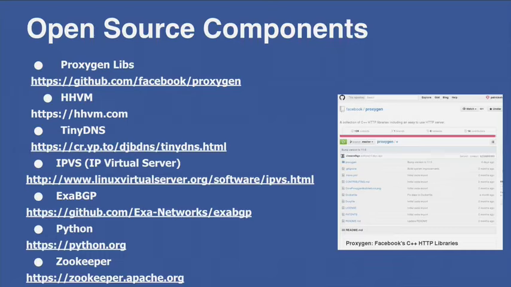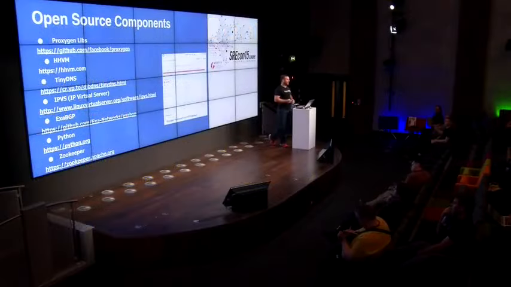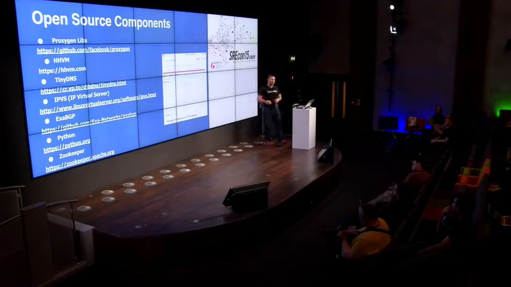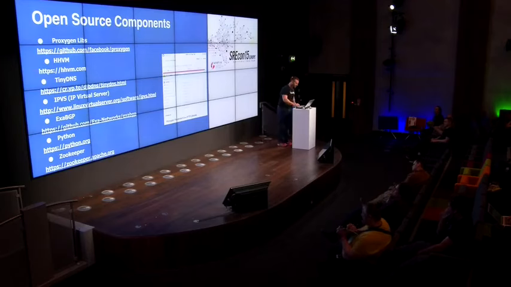TinyDNS, our DNS resolver. IPVS, IP Virtual Server. We use ExaBGP to peer between our layer 4 load balancer and the routers. All of Facebook is basically glued together with Python, so I figured it deserved a mention here. And then also Zookeeper for our service discovery mechanisms.